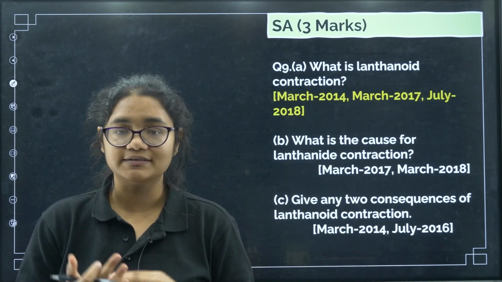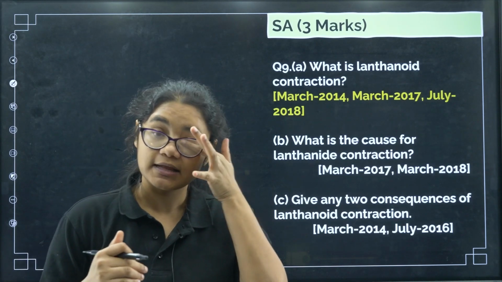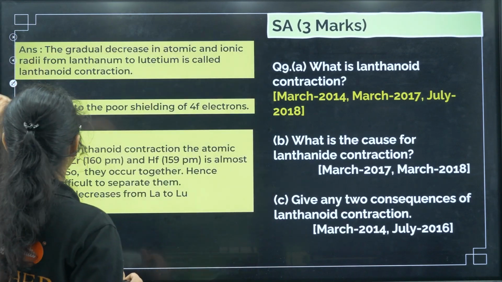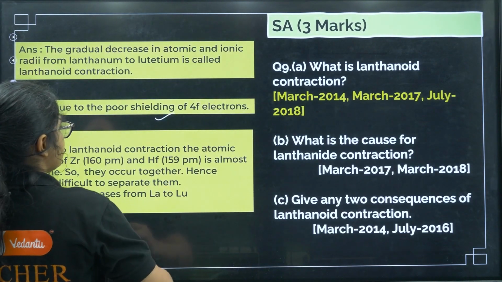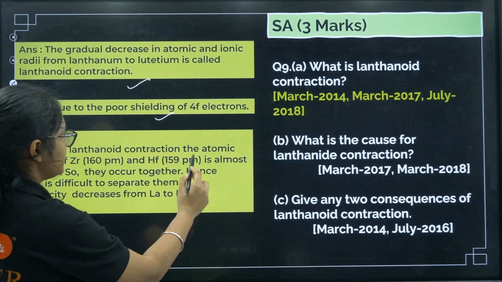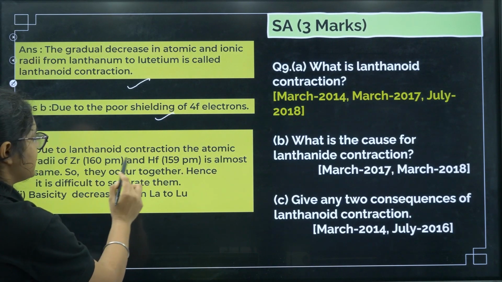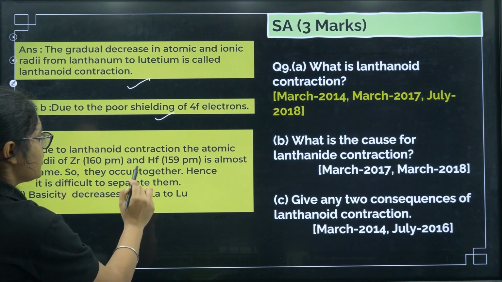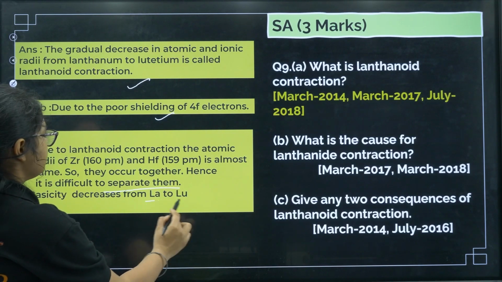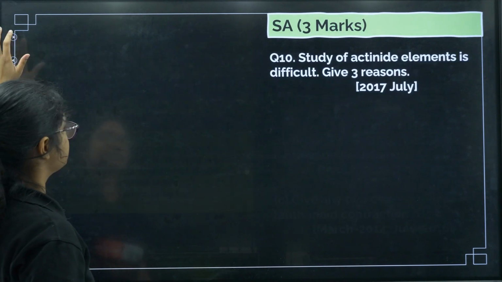And the second consequence is, along the period, what happens? The basicity decreases. So you can see here, due to the poor shielding of 4f orbitals, here the definition and consequences due to lanthanide contraction: the atomic radius of Zr and Hf is almost the same, so they occur together, hence it is difficult to separate them, and basicity will decrease from lanthanum to lutetium.